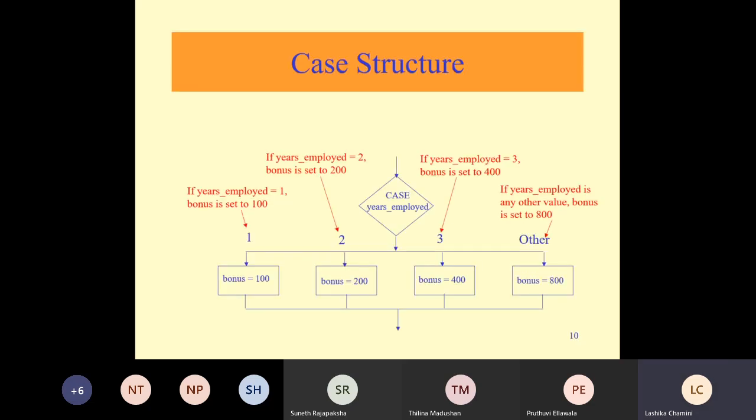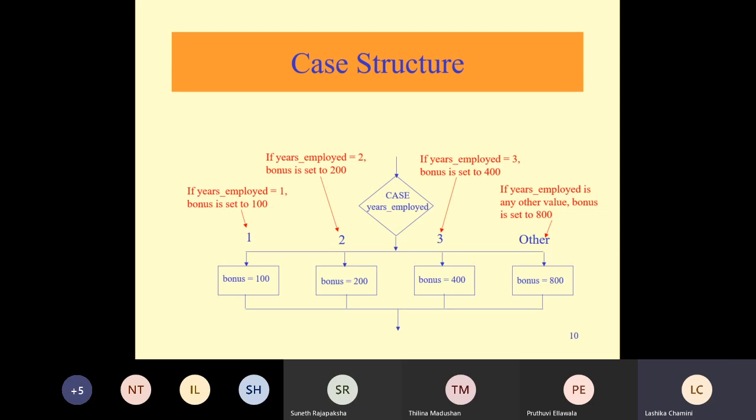Then we have this case structure. Think you have to check multiple values against some variable. For this, we can use a decision structure, but it will be very complex. So instead of using a decision structure, we can use a case structure. Here you can see the case. We are checking the years employed of an employee against these values. If we take this case structure, it is very simple.